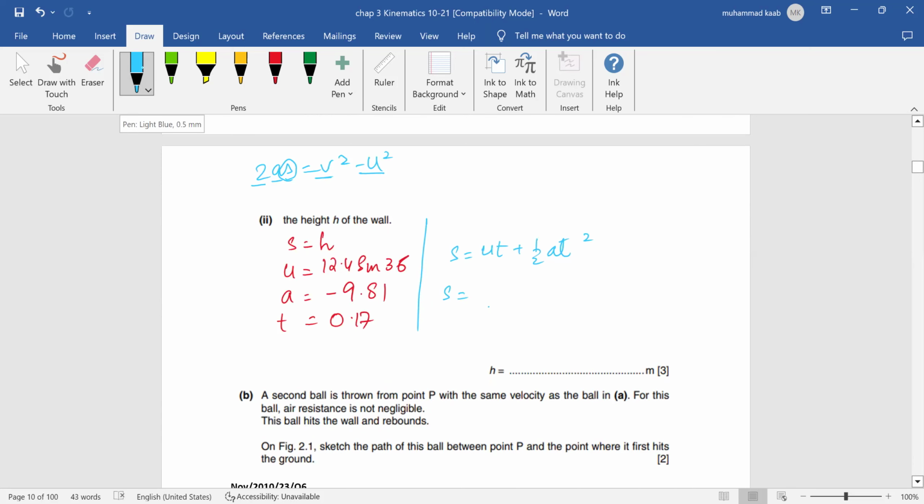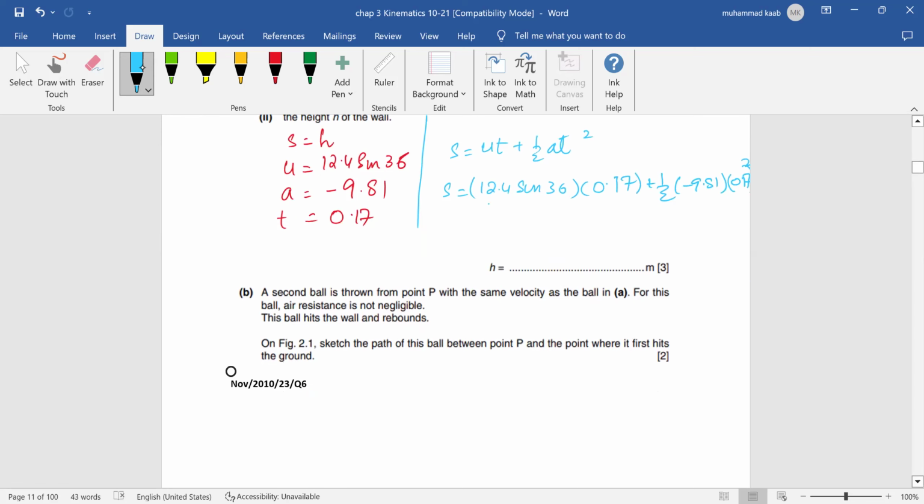So s is equal to ut. So u is 12.4 sin 36, t we have 0.17, and we have 1 over 2 into minus 9.81 into t squared, which is 0.17 squared. Please work it out, how much is coming?